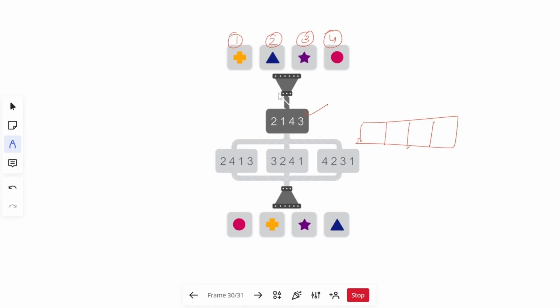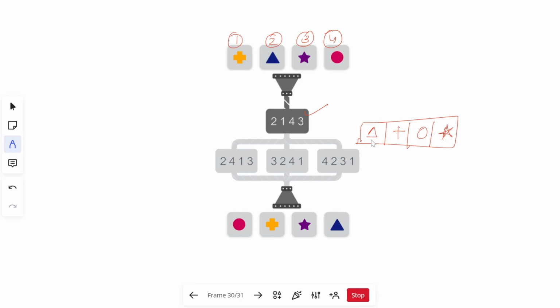So how you will solve this question is, if we pass this input through this code, that is 2, 1, 4, 3, what we will get as the output is 2, that is triangle, 1 is plus, 4 is circle, and then 3, which is star. So this is the output we have got at this point.